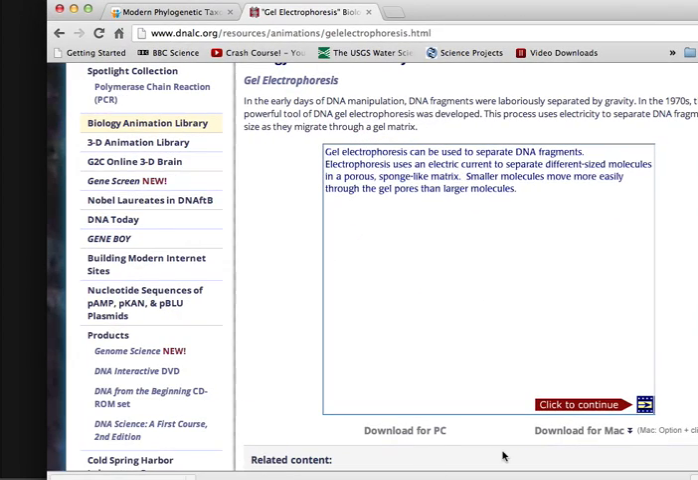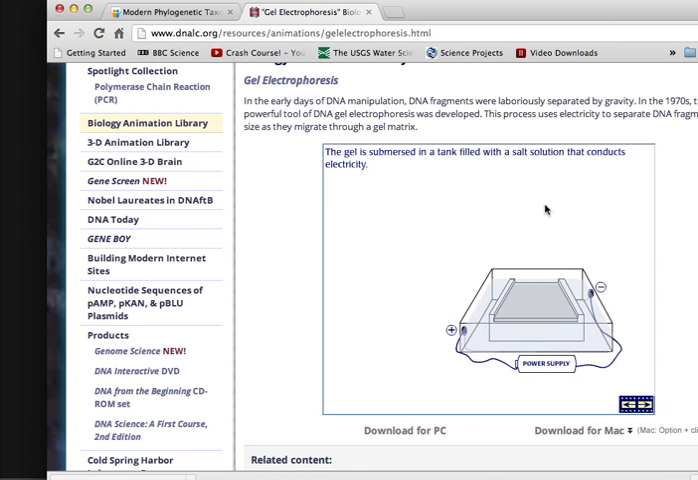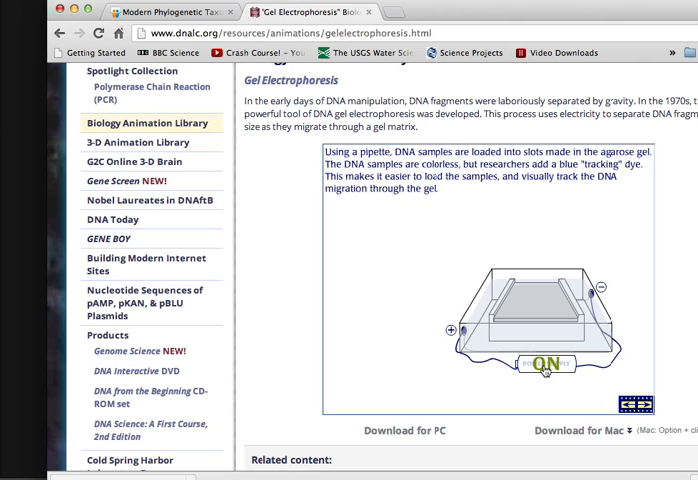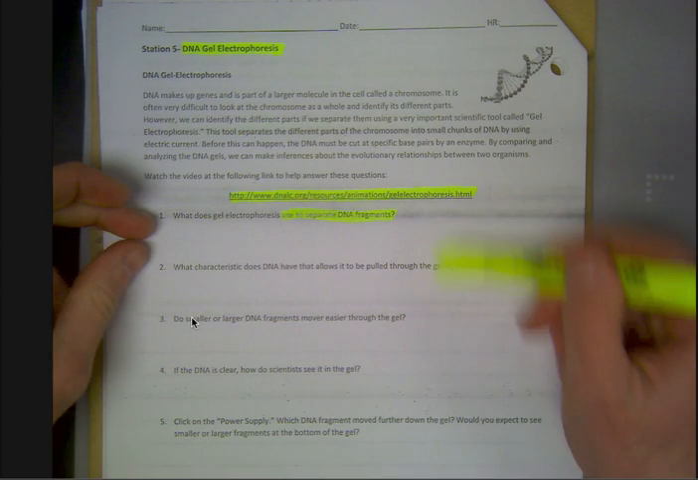To use this simulation, you just follow the arrows that are down here and work through it. Make sure that you are reading the things in blue. Those are where you're going to find most of your answers. Notice that you can do things like turn the power supply on and actually run through the whole process of gel electrophoresis. So step number 1 of this station is going to be answering questions 1 through 6 using this animation.